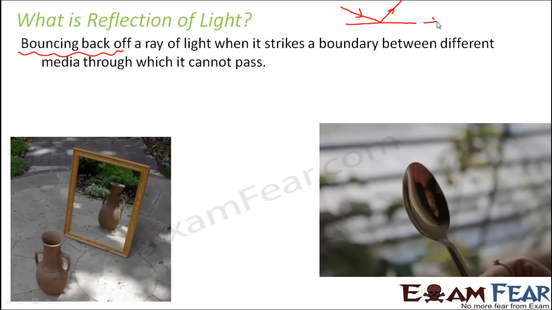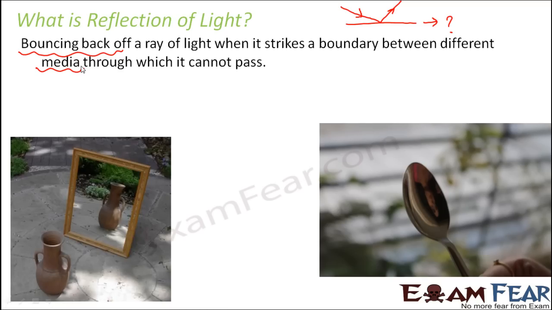Now the question is, what is this surface? This line which I drew as a surface, what exactly is it? It should be a boundary between different media through which light cannot pass. So it is like an interface between two different media. When I say media, what do we mean by media? A medium is nothing but something through which any wave can pass, light can pass through, sound can pass through. For example, air is a medium, water is a medium, glass is a medium, oil is a medium. So they are all examples of medium.